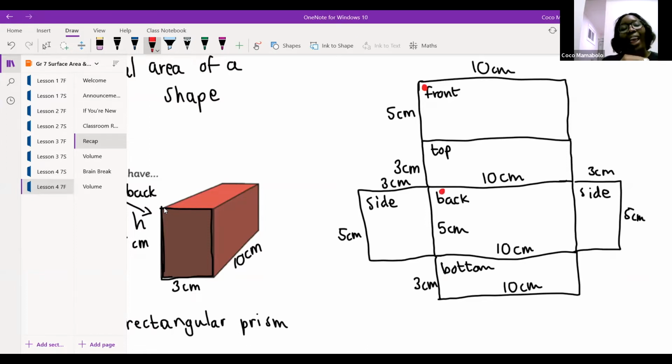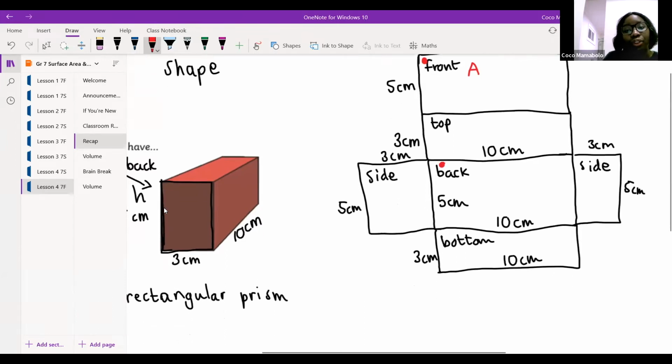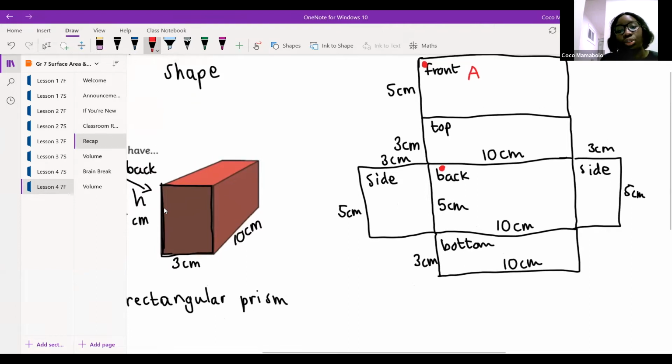So what I actually have here, when I calculate the area of the front, I can also calculate the area of the back at the same time. But I have 2 sides at a time. So what I can do is go 2 times the area of the front, and that will give me the front and the back, both of them at the same time.